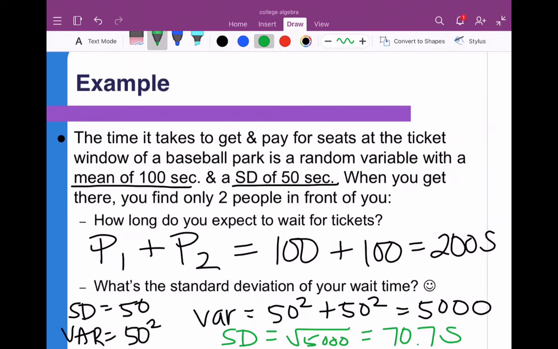So when we are trying to calculate the standard deviation, we always have to go back to variance, perform the math, and then go back to standard deviation. So it's a little bit of extra work there.